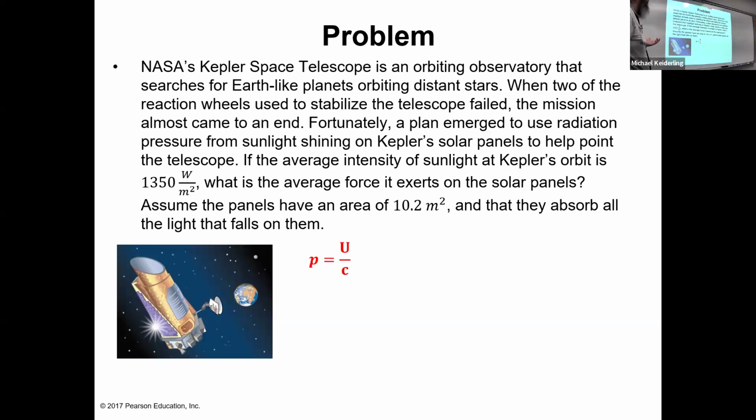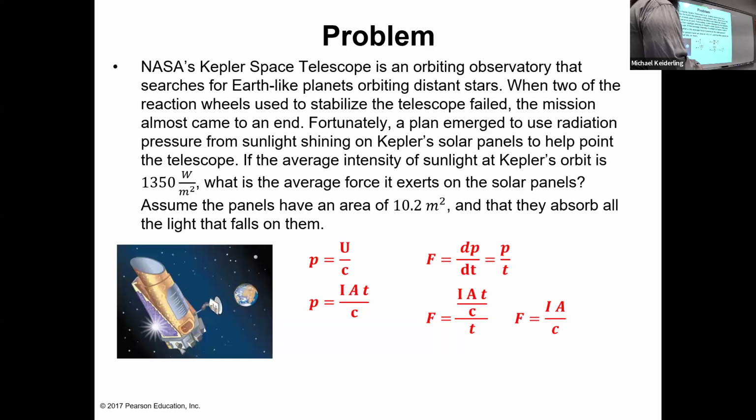So pressure is... momentum is U over C, which reads momentum is intensity times area times time over C. Force is dp dt. So force is going to be momentum over T. So the T cancels and you get force is intensity times area over C.